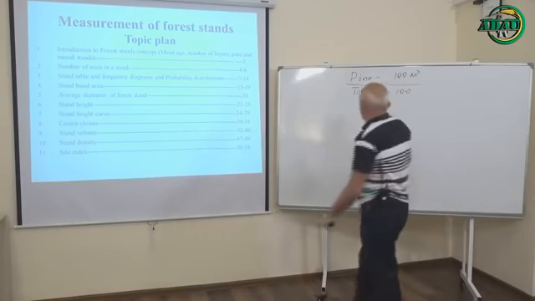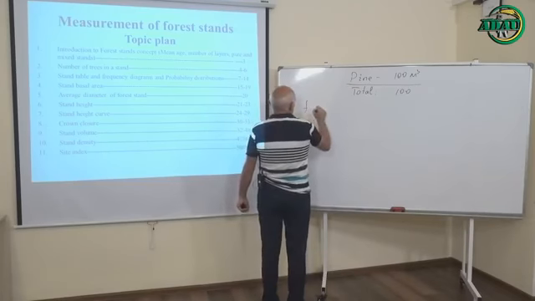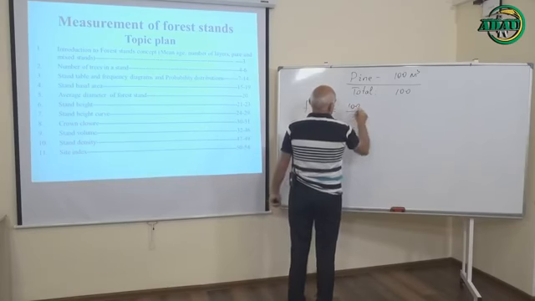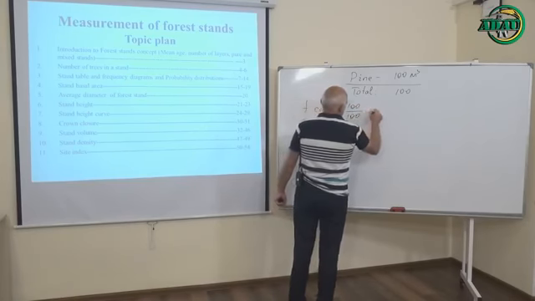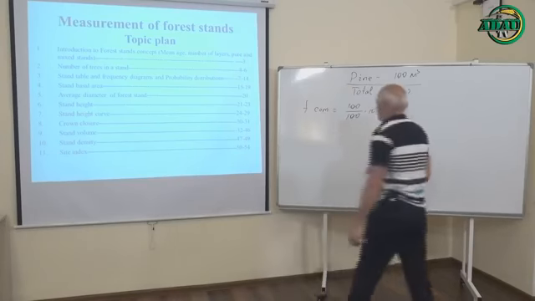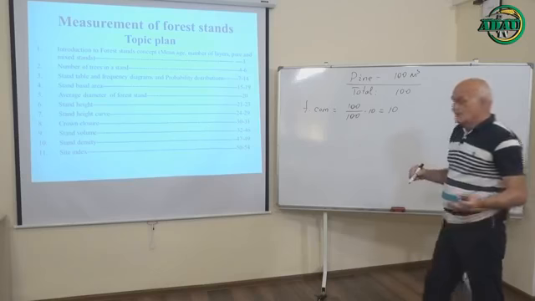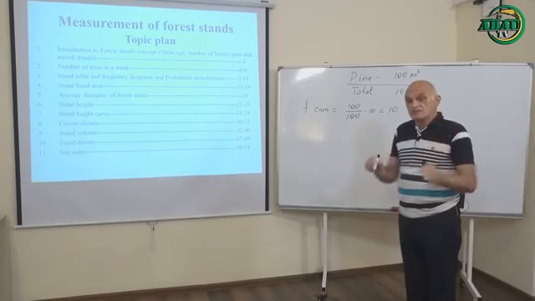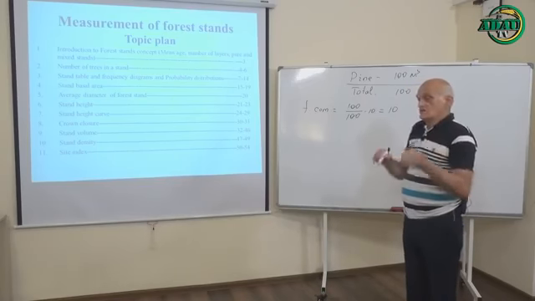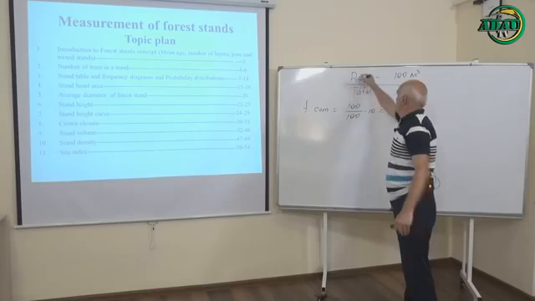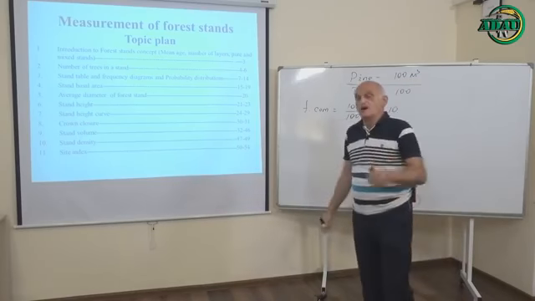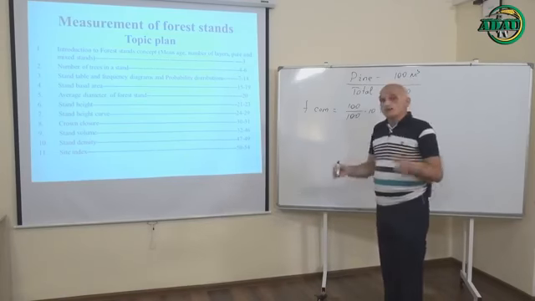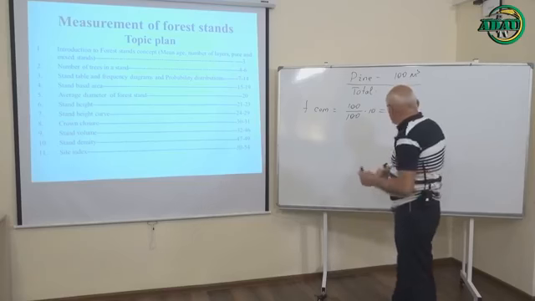Let's do this. Forest composition is equal to 10. This means that the forest stand is fully composed of just one species, pine tree. This is the example of pure forest stands. Now let's think.